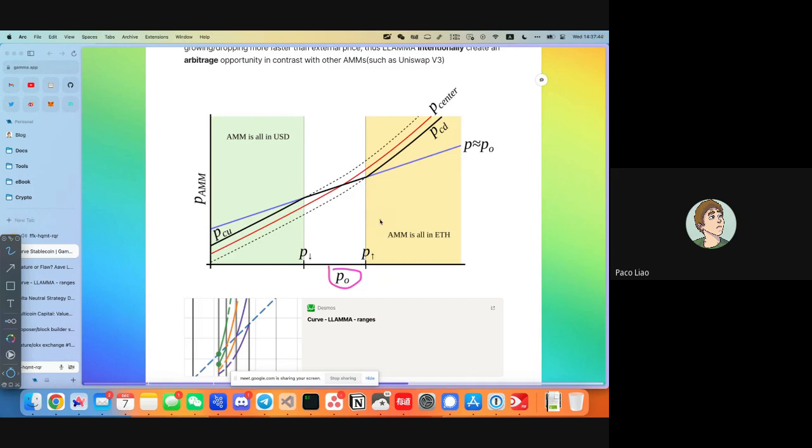So this is what I say. They intentionally create an arbitrage opportunity because, let's say, in the beginning in this AMM, LLAMMA, the market price equals the external price. So there isn't any arbitrage opportunity. And if the external price increases, the market price also increases without any swap. It will increase automatically and will be greater than the external price. So there will be an arbitrage opportunity.